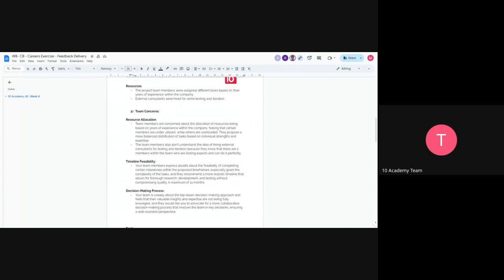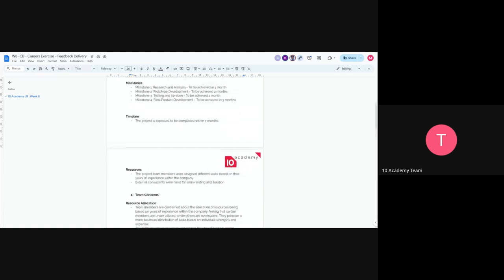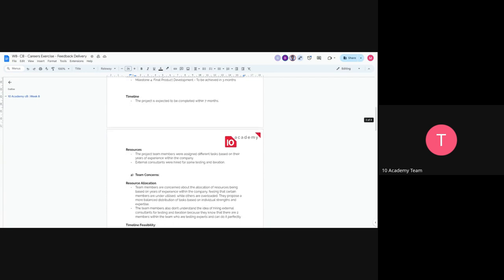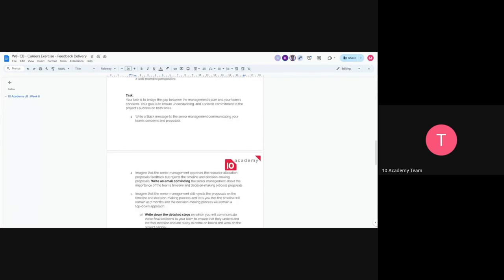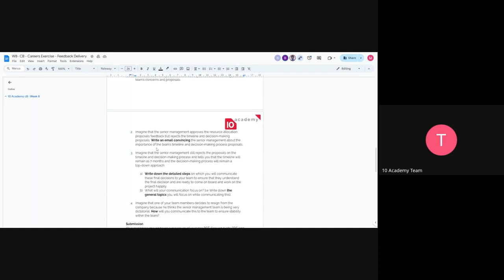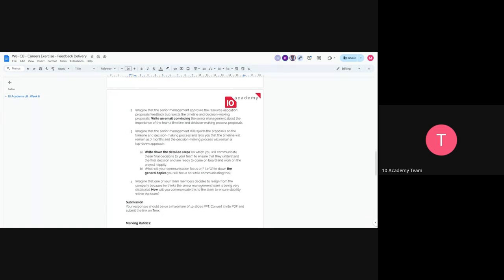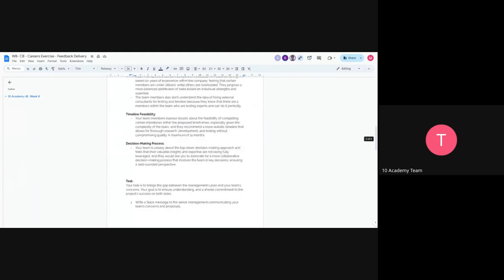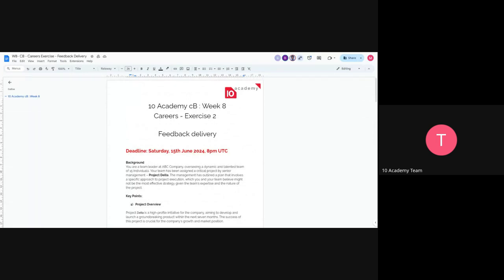You're given more details on the team's concern, the project overview, and the different milestones and timelines. And then from that, your task is to communicate back, either through Slack and email, and also to the senior management. All these responses should be on slides, a maximum of 10 PPT, converted to PDF and submitted on 10X. So the deadline is on 15th, Saturday.